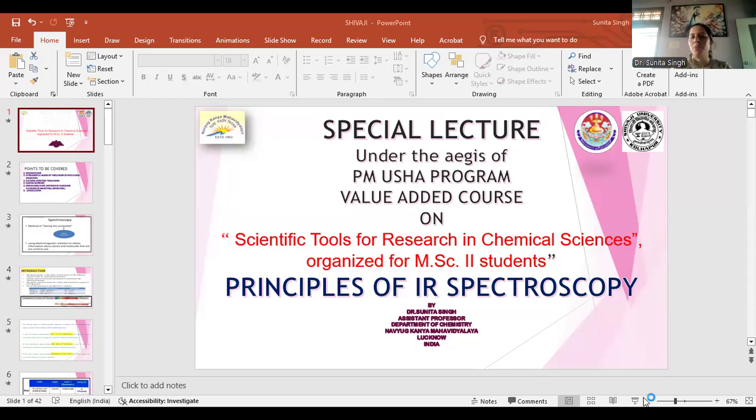It is a pleasure for me to be part of this PM USHA program in which Shivaji University is running a value-added course on scientific tools for research in chemical sciences, which is basically for MSc second year students. As we know, after PG, we usually go to different fields in which research is also one of the important areas, and people carry a PhD as the highest degree for their future endeavors.